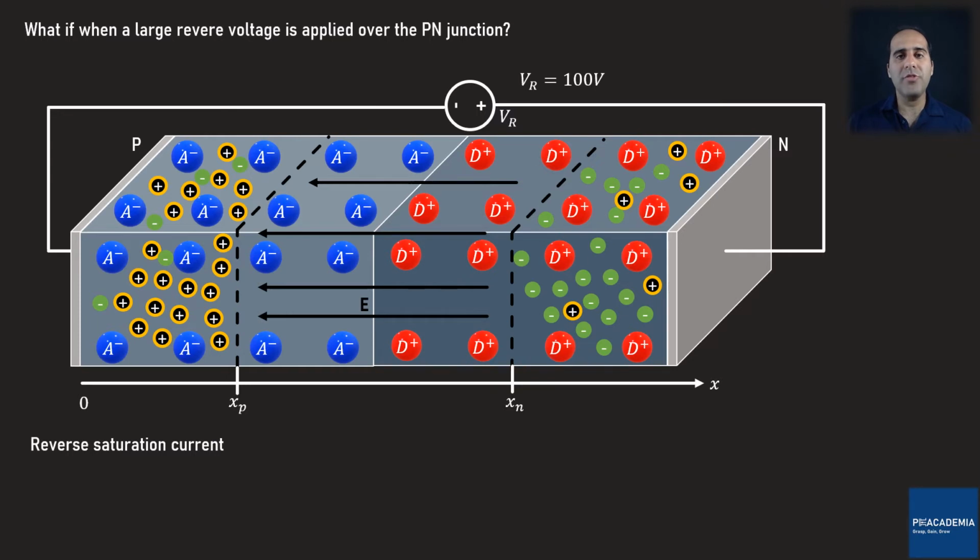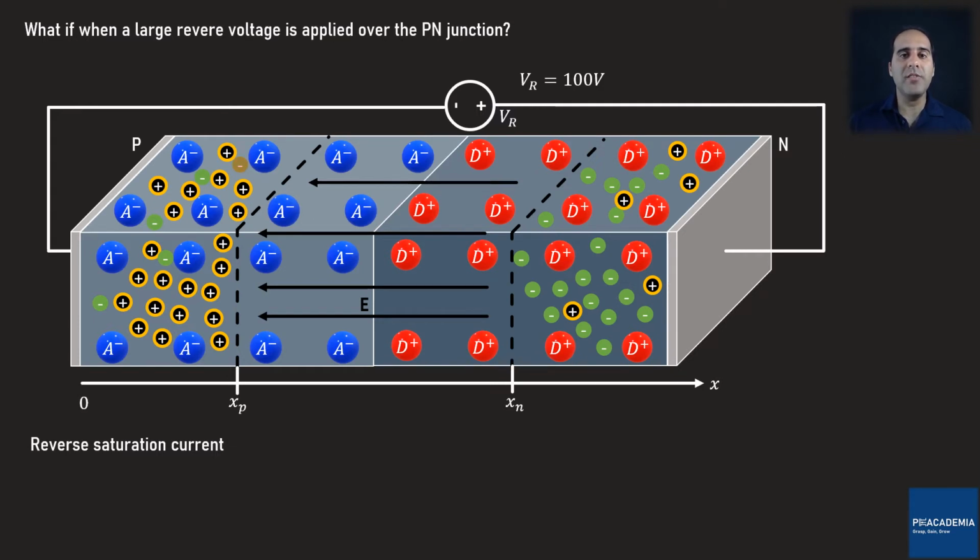Like before, the minority charge carriers are repelled from the metallic contacts, go within the diffusion length, sucked into the depletion region, and finally go to the other side. The difference here is that as a result of the huge electrical field caused by the large reverse voltage, the minority charge carriers gain lots of kinetic energy.